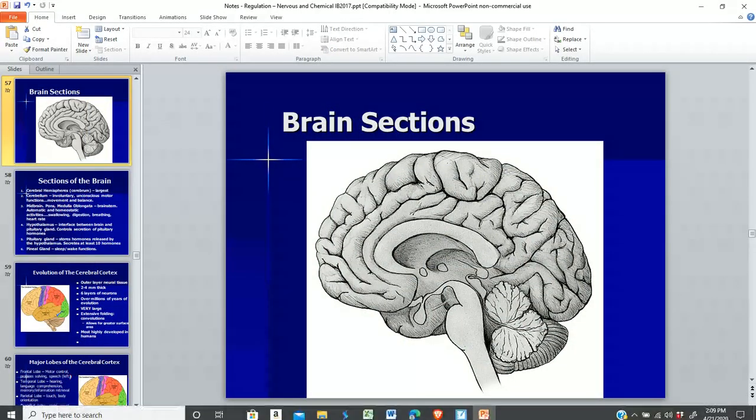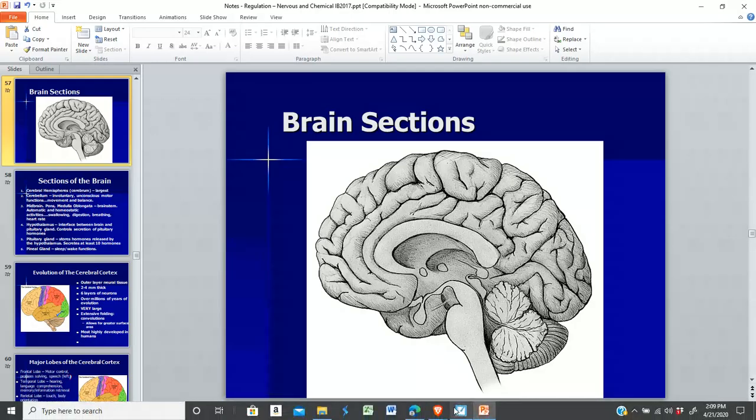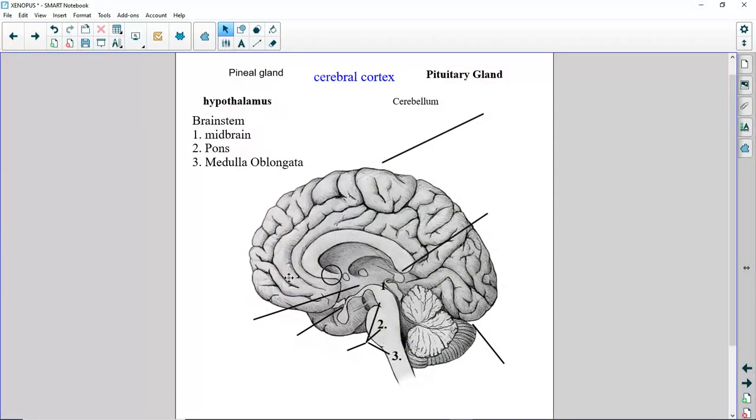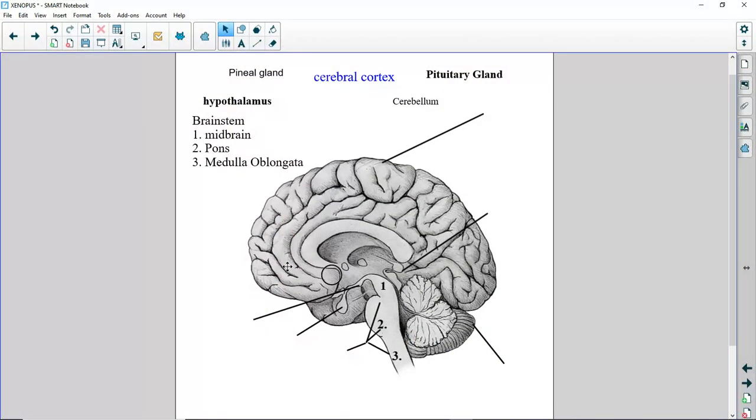All right, so we're going to get out of this, and I'm going to go to the smartboard, but I will make sure that I cover this with the next part. This is a labeling portion of the brain that you're going to need to do. This is, again, section A2 on parts of the brain.